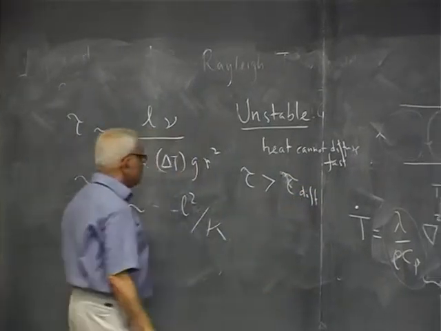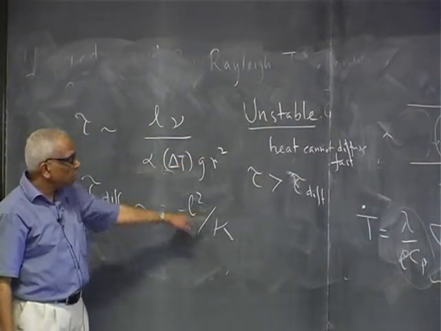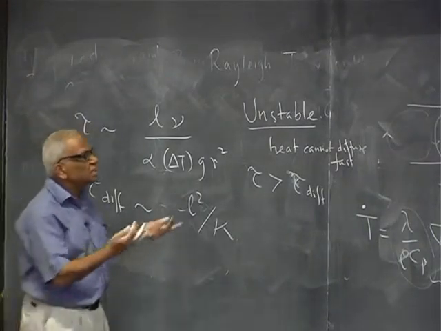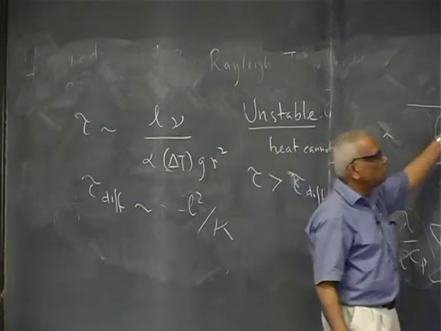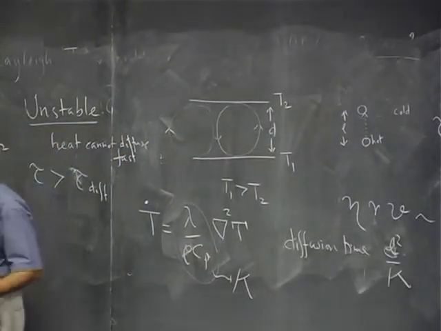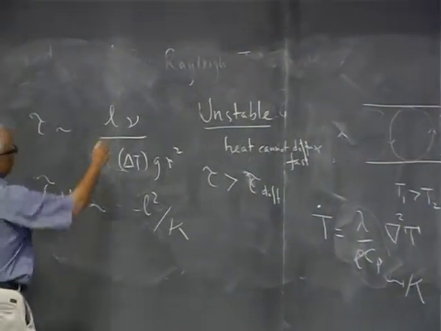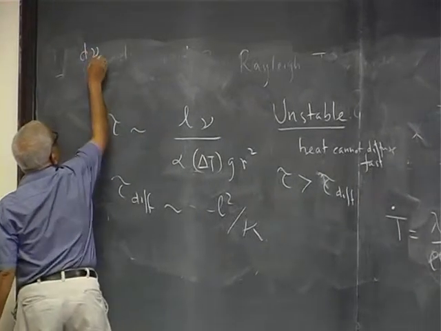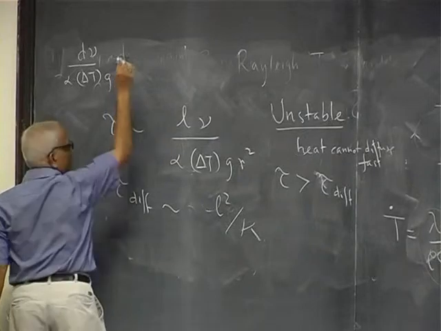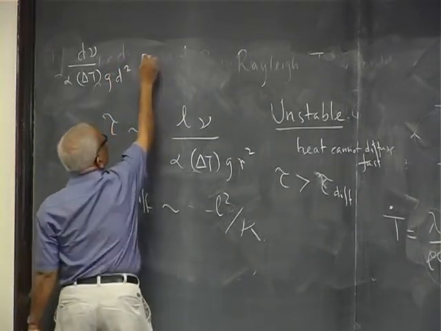And now there are these length scales floating around: L, r squared, L squared. What are they going to be? There is just one length scale in the problem, which is d. So this L has to be some number times d, and r has to be some number times d. Therefore let me just put d everywhere, and it is d nu over alpha delta T g d squared has to be greater.